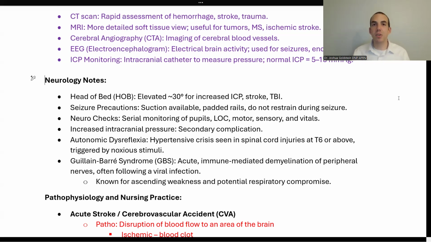Now let's get into the actual bread and butter of med-surg nursing, and let's go through a bunch of the different diseases that you're going to learn about in class. So first, let's start with a stroke, also known as a cerebral vascular accident or CVA. So what is a stroke?